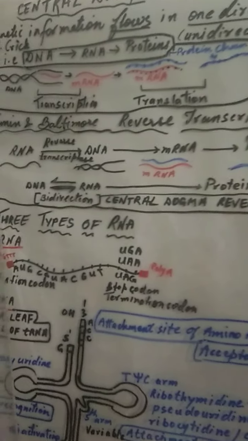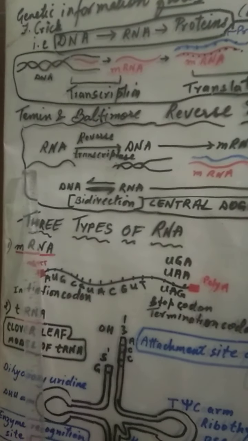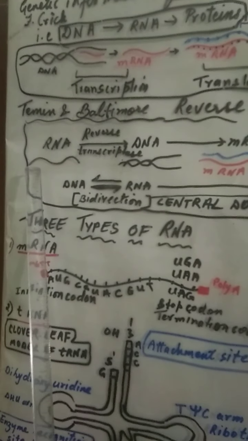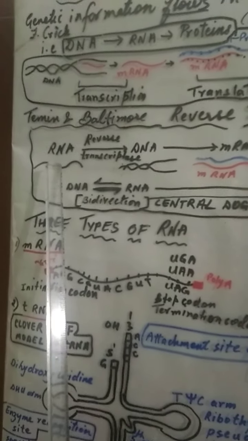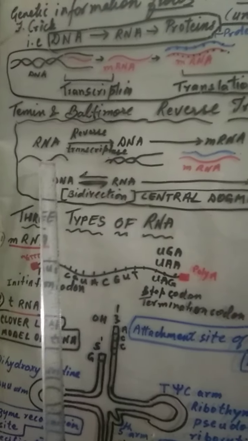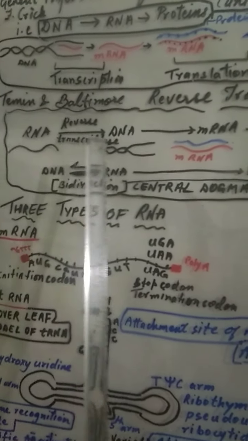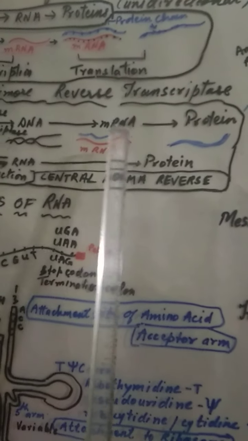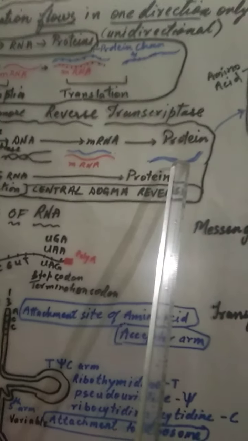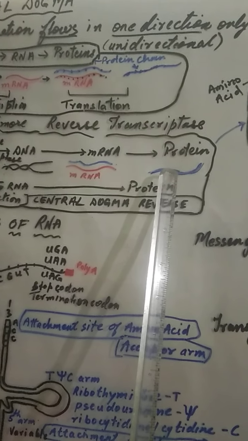We know that some of the viruses have genetic material or genetic information RNA instead of DNA. So in this case, how the transcription will take place? So this enzyme was used here. RNA was converted into DNA by reverse transcriptase enzyme. And now from this DNA, mRNA was synthesized, which we are going to say transcription. And from mRNA, protein chain will be synthesized, we are going to say translation.